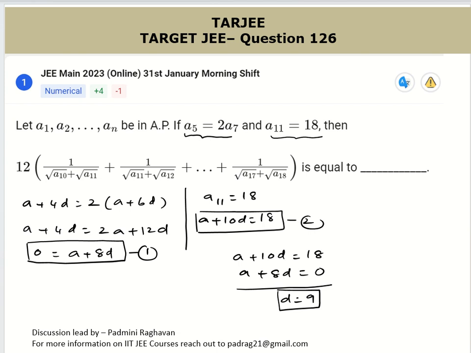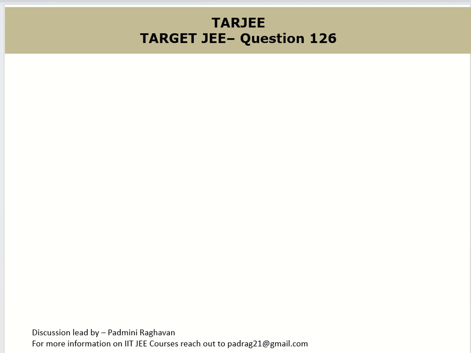If I substitute D is equal to 9, I get A plus 90 is equal to 18. This gives us A is equal to minus 72. So the first term of the AP is minus 72. The common difference is equal to 9. Now we need to find out 12 times 1 upon root A10 plus root A11, plus 1 by root A11 plus root A12, etc.